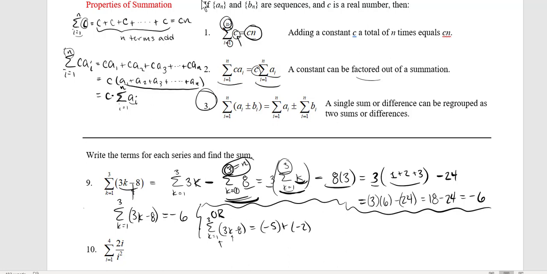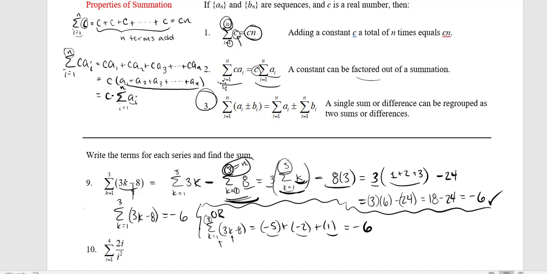And then finally the top value we get to is 3. That's the next integer up. Plug in 3 into this, you get 3 times 3 minus 8. That's 9 minus 8 is 1. So what do we have here? Negative 5 minus 2 plus 1. It's negative 6, right? The same value we got before. I just wanted us to see how these properties can help us, or how they can let us manipulate how these sums look.